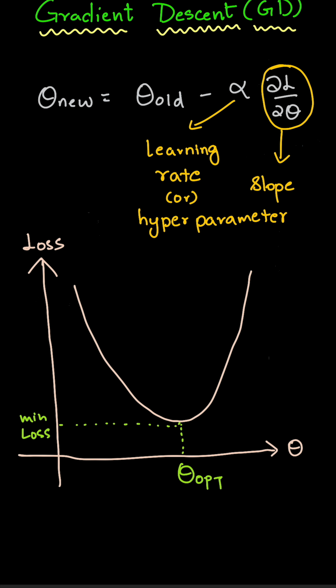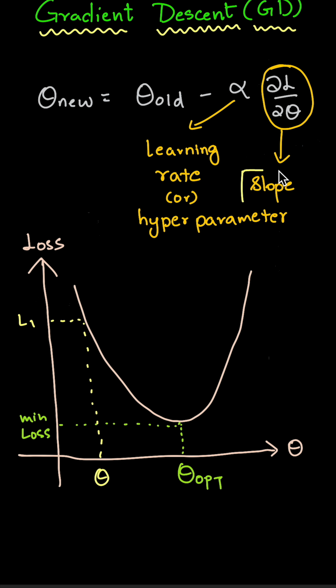Initially, my theta value can be anything. Let's say my initial theta is this much and the corresponding loss is this much, which is very high when compared to this minimum loss. This theta value should be adjusted in such a way that it moves towards the theta optimal. That movement of theta will be signified by this particular slope.